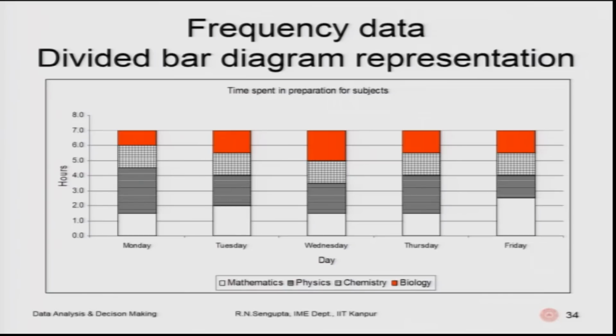On a 7-hour scale, on Monday the person studies 1 hour for biology, on Tuesday 1.5 hours, on Wednesday 2 hours, and on Thursday and Friday 1.5 hours each for biology. For mathematics, going from Monday to Friday, it is 1.5 hours, 2 hours, 1.5 hours, 1.5 hours and 2.5 hours. The total sum for each day is 7 hours. Obviously, if it is not 7 hours, it can be done on a proportional scale accordingly.